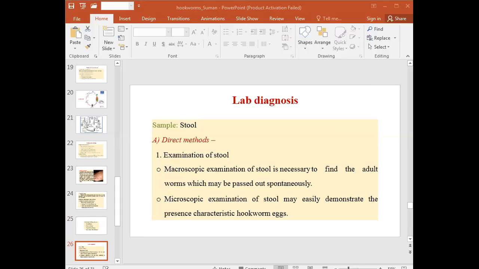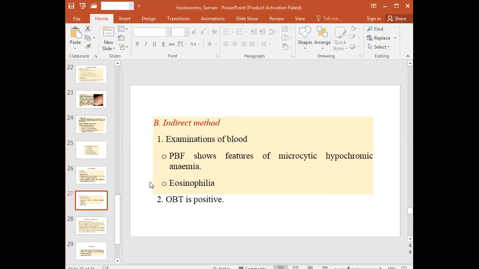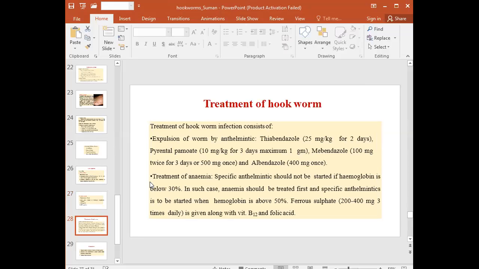The next one is the second type, that is the indirect method. In the indirect method, examination of blood shows features of microcytic hypochromic anemia and also eosinophilia. The second one is the occult blood test. If the stool is occult blood positive, then definitely you can say that the person may be infected with the parasite.